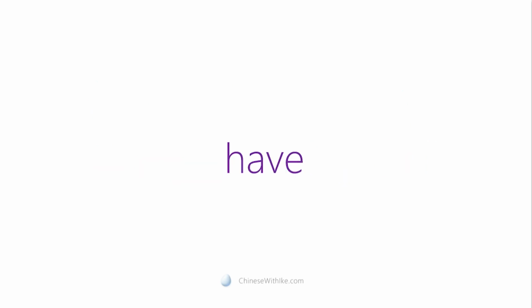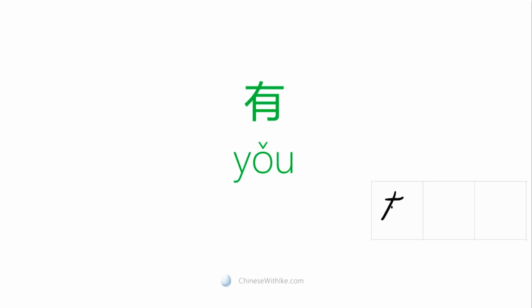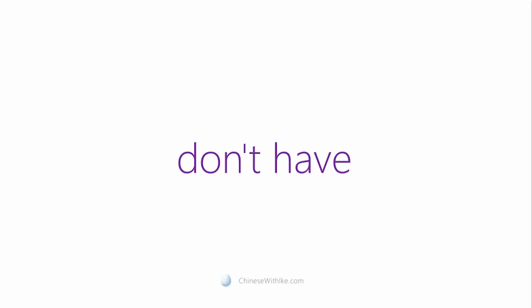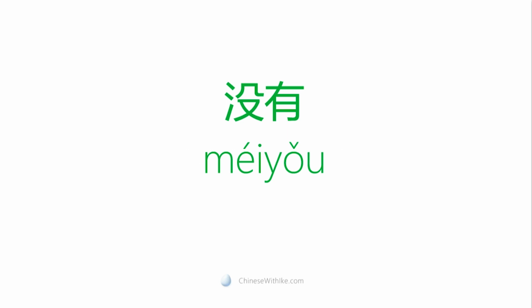The word have in Chinese is 有. And don't have in Chinese is 没有, 没有. Here, for don't have, the don't is not 不. In the previous courses, we learned not is 不. For have, we don't use 不, we use 没.